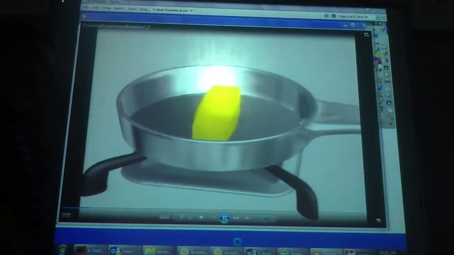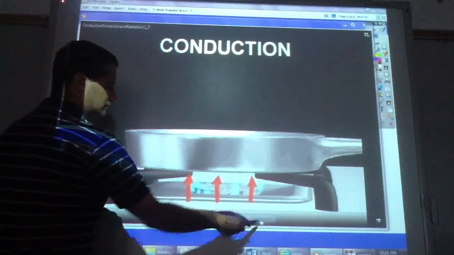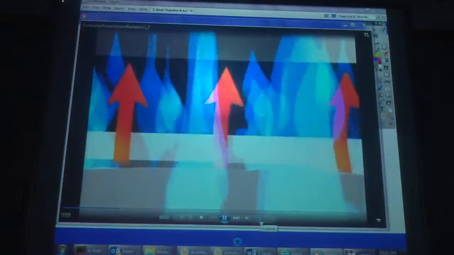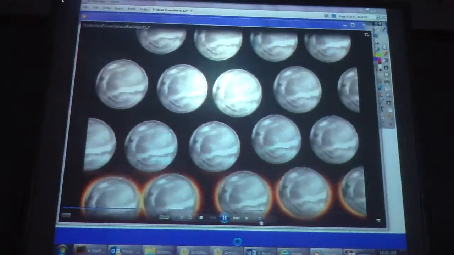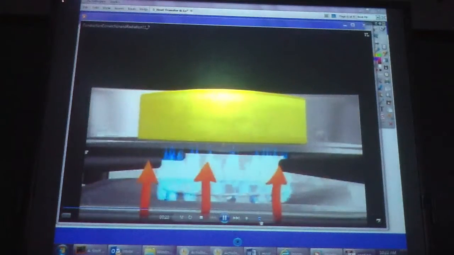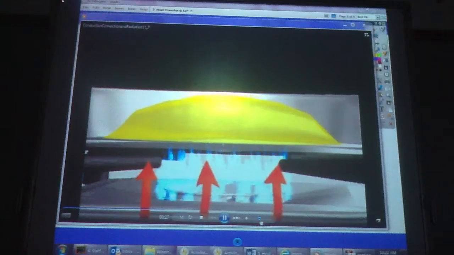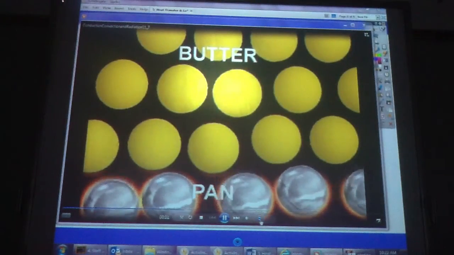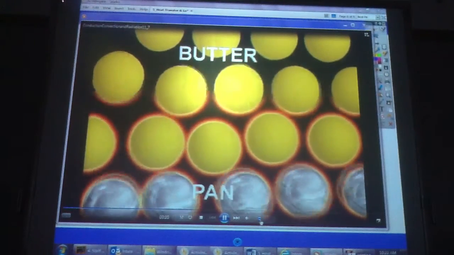There are three ways to transfer thermal energy. Let's look at conduction first. In conduction, energy is transferred by particles that are in direct contact with each other. The heat from the flame causes the tiny particles that make up the pan to vibrate faster. The pan particles bump against the butter particles, making them vibrate faster as well. As more and more of the vibrating particles come into contact with each other, the butter gains thermal energy and begins to melt. It has been heated by conduction.